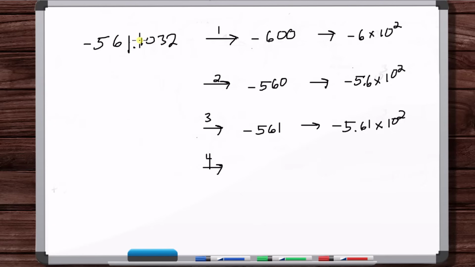Okay, 4. We'll keep these 4 digits. There's a 0 here, so we're going to keep this number as it is. You can leave it like that. That's 4 significant digits.